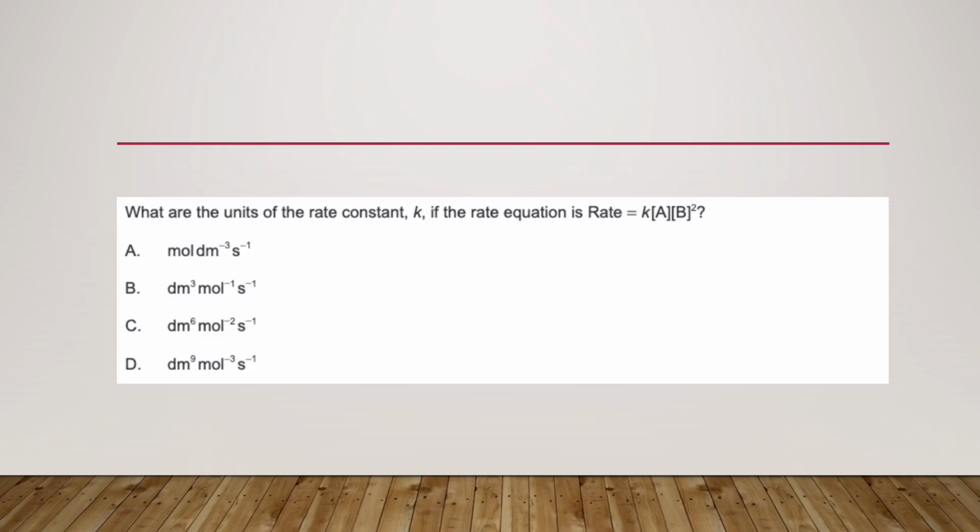So here I would like you to pause the video and try to answer this question yourself. This is a past paper question. What would be the units of the rate constant if the rate equation is rate equals K times the molar concentration of A times the molar concentration of B squared? If you arrived at the answer C, you got it right. I think you can go back to the previous slide where we talked about how to get the units of the rate constant. So I hope this explanation of molecularity, order, and rate equation was clear.